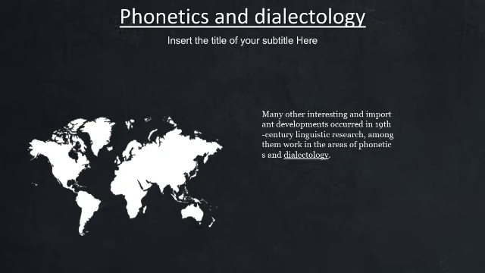Many other interesting and important developments occurred in 19th century linguistic research. Among them was work in the areas of phonetics and dialectology. Research in both these fields was promoted by the neo-grammarians concerned with sound change and by their insistence that prehistoric developments in languages were of the same kind as developments taking place in the languages and dialects currently spoken.